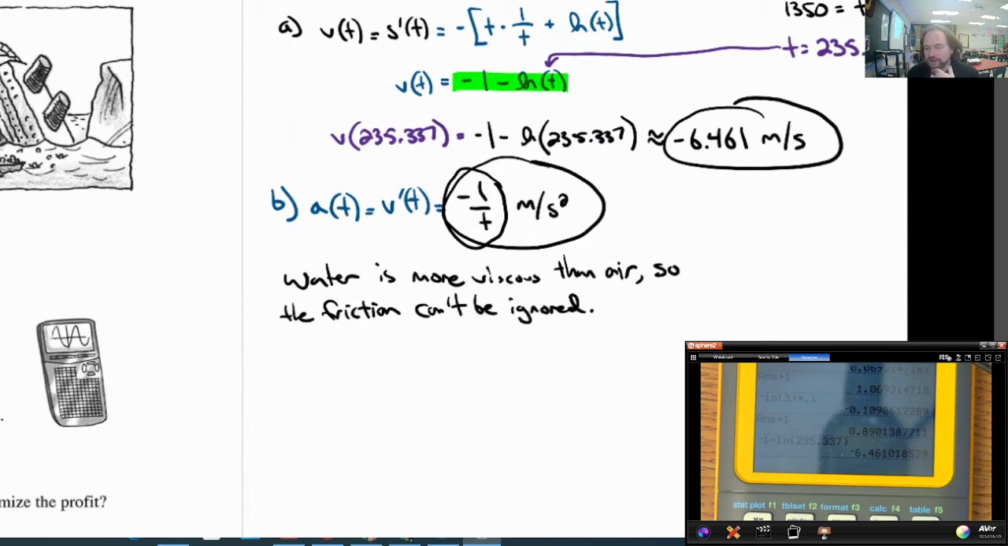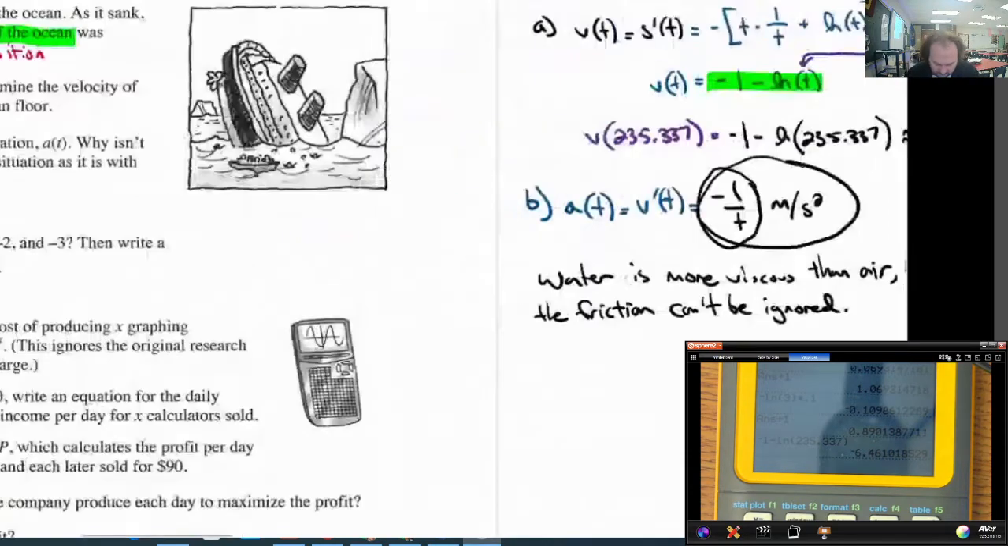So I guess water slows things down more than air does. So acceleration due to gravity is not enough. The water affects things. So anyway, let's move on to the next question.